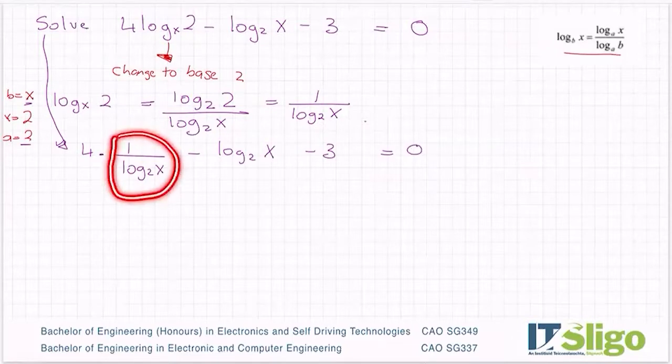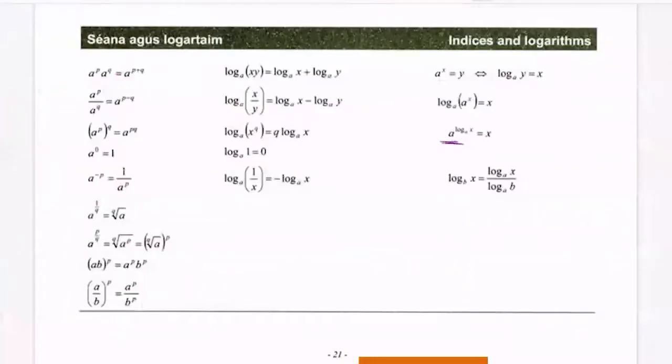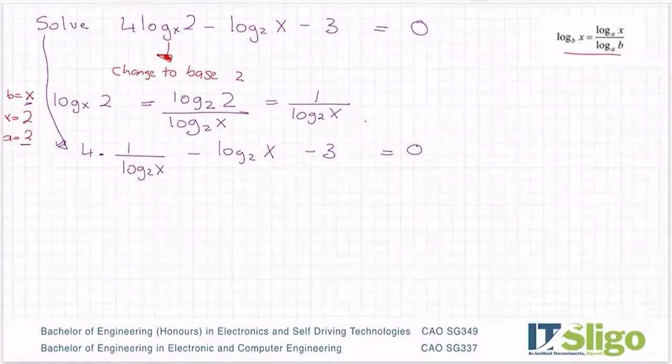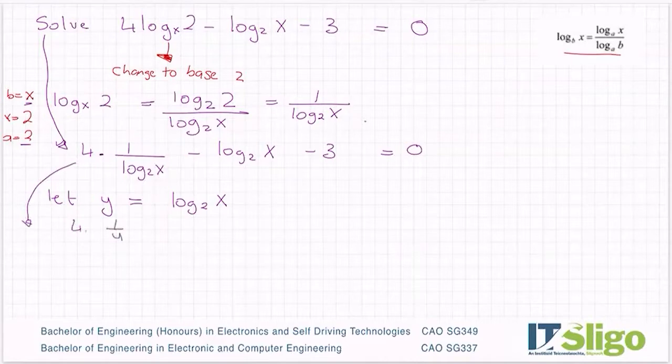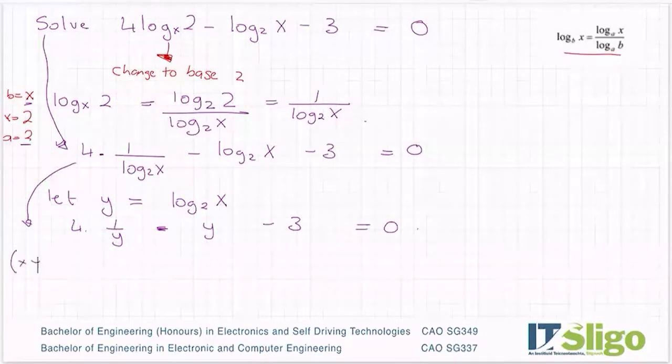It's hard to solve this as is because there's no rule in the log tables for 1 over log of something. So the easiest way to do it is to let y stand in for log to the base 2 of x. Then rewrite this as 4 by 1 over y minus y minus 3 equals 0. There's a fraction here, so the easiest thing to do is to multiply across by y.